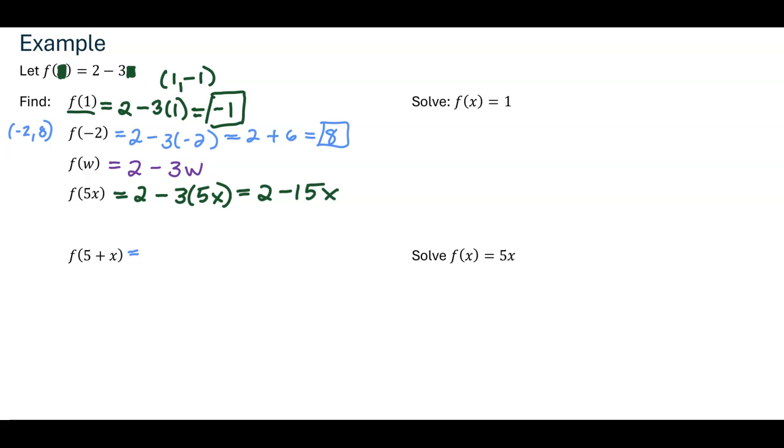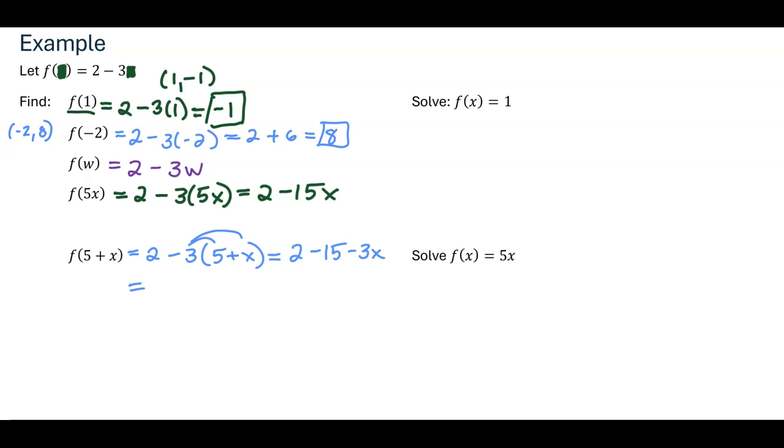The addition can sometimes make it trickier, but just like before, we're just going to follow the function rule. We'll take 2 minus 3 times 5 plus x, and we'll be a little careful with our simplifying. You should simplify these answers. So 2 minus 15 minus 3x when we distribute. Make sure that negative sign distributes through. That's a really common error.